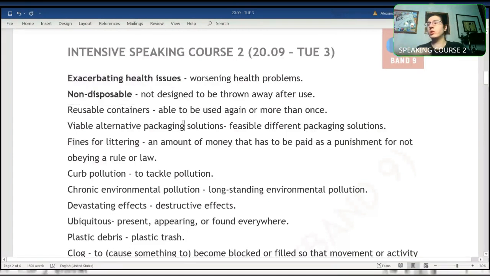Non-disposable means something that was not created to be thrown away after use. So for example, batteries are non-disposable. Let me see if there's any other things. What things are non-disposable?